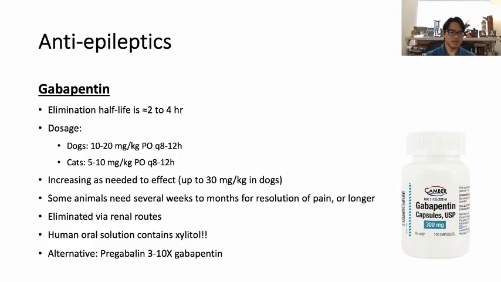If gabapentin causes a lot of side effects, you can consider an alternative drug, which is pregabalin. It is 3 to 10 times more potent than gabapentin. The dosing is lower, and it causes fewer side effects compared to gabapentin. The only downside is that it is much more expensive than gabapentin. But it may be worth a try, especially for a big dog where you think gabapentin would cause significant sedation and ataxia that would worry the owner. Then you might consider using pregabalin, which may have fewer side effects.